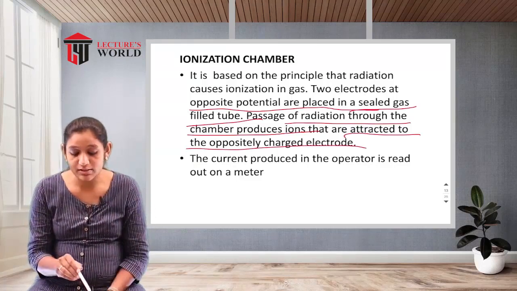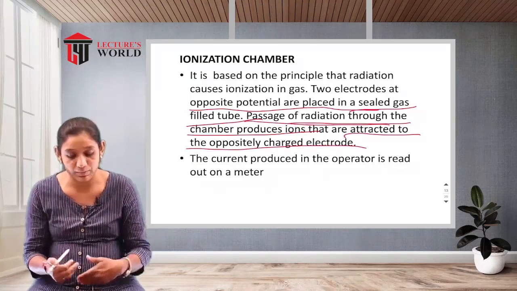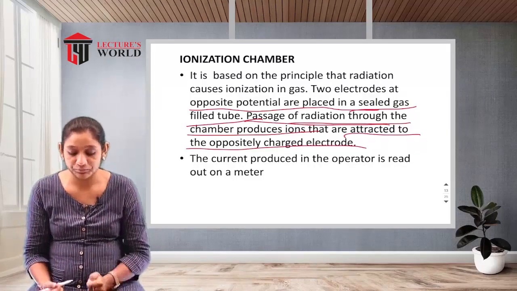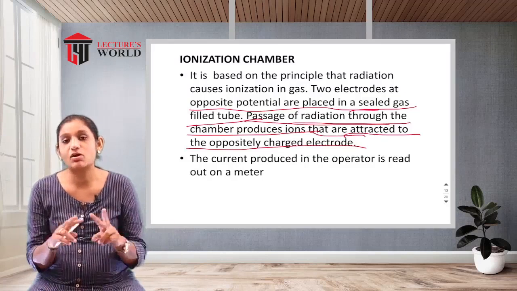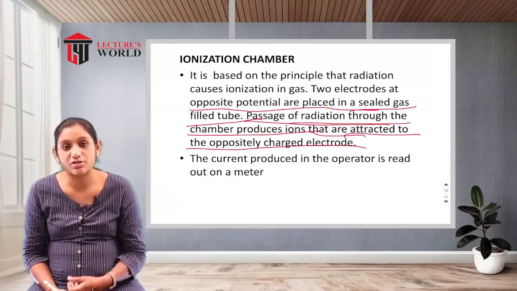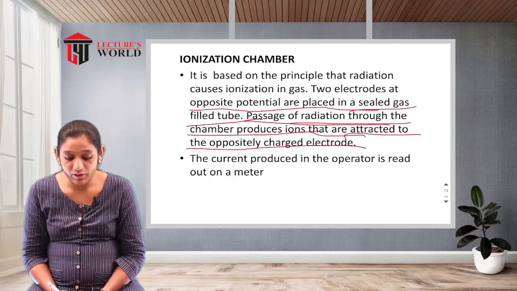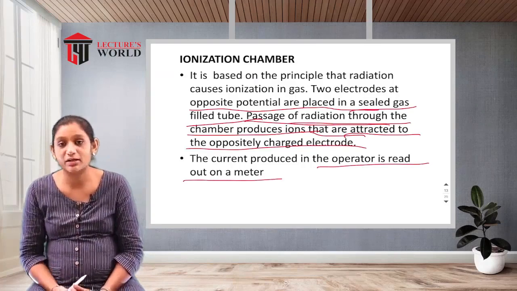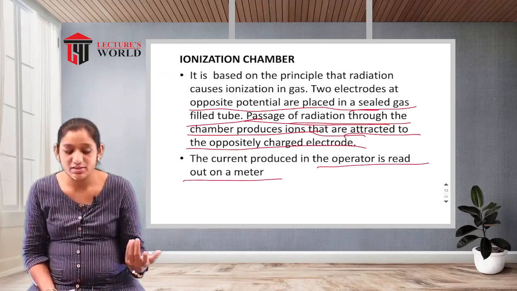This is the passage of the radiation through the chamber producing ions. What are the ions? Positive and negative. Obviously they move in opposite directions, attracted by the opposite charge of the electrodes. The current produced is read out on the meter.